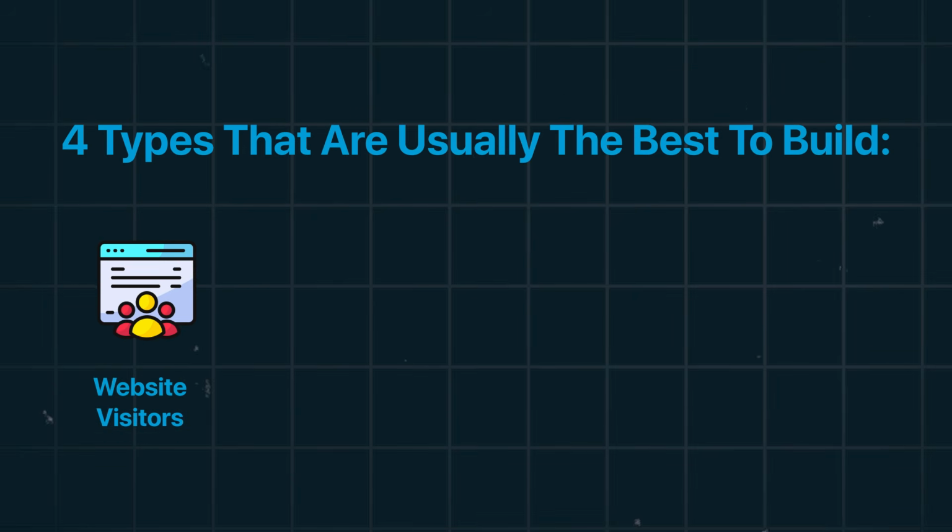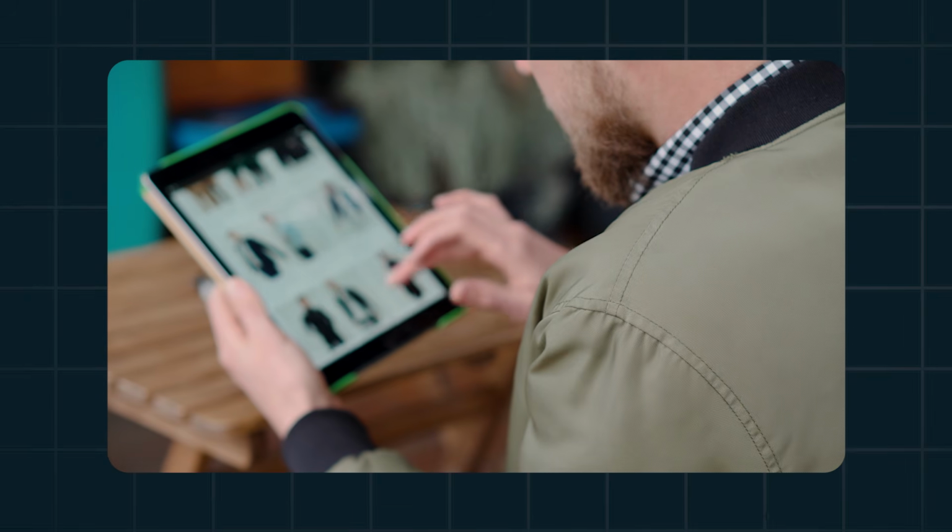So let's take a look at the 4 types that are usually the best to build, at least to start with. Number 1, website visitors. These are people who have been on your website within a certain amount of time and are therefore considered a warm audience because they already know your brand and are showing interest.